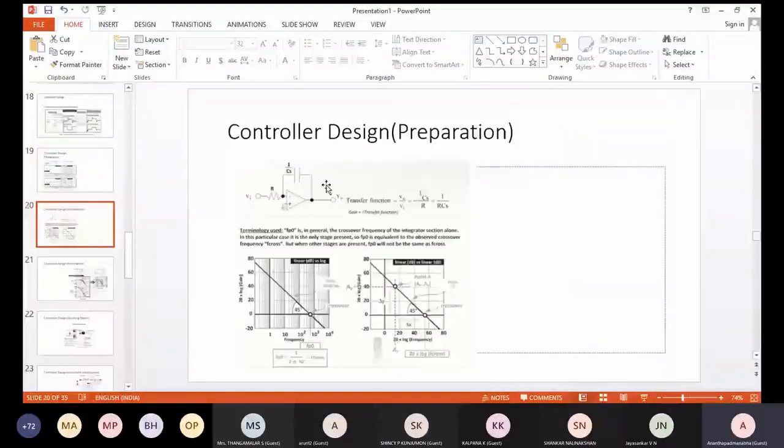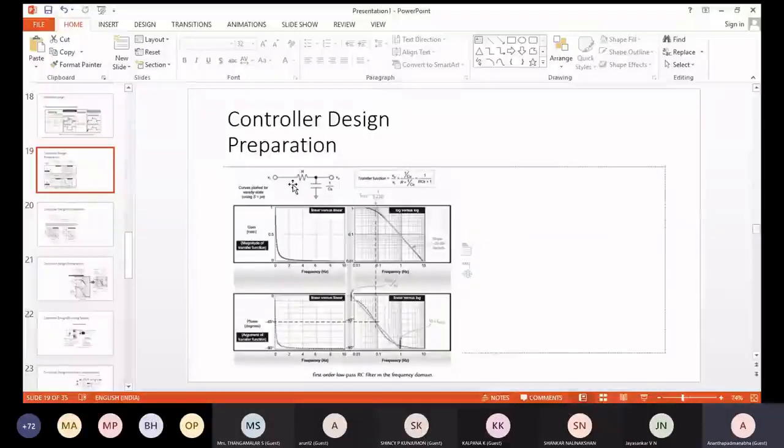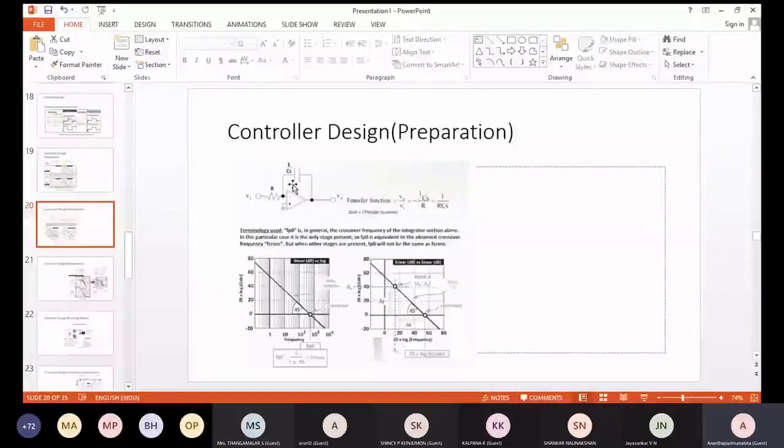This is also a low pass filter, but this low pass filter is supposed to be an active filter, whereas this is a passive filter. So this passive filter will prepare you for this active filter. Both will do the same job. What is that? It is going to pass only the low frequency component. But the only thing is that this has an active element, and this is a very important component present in any controller.